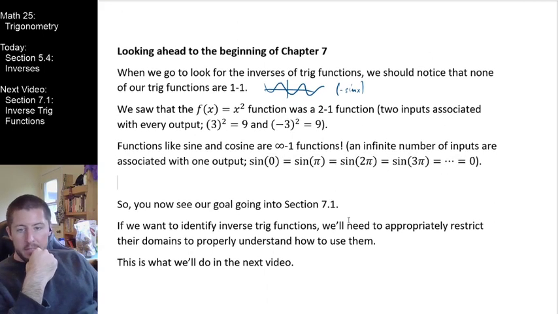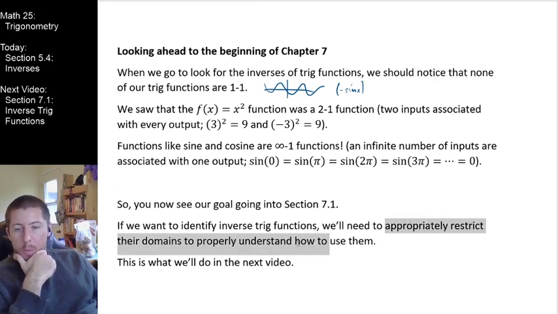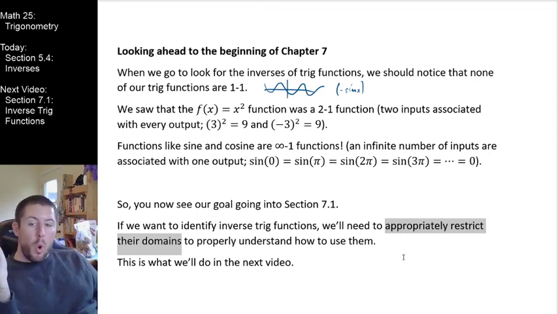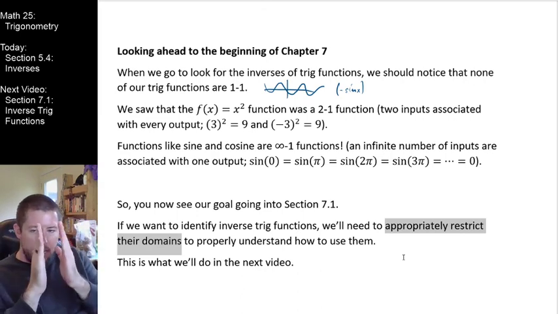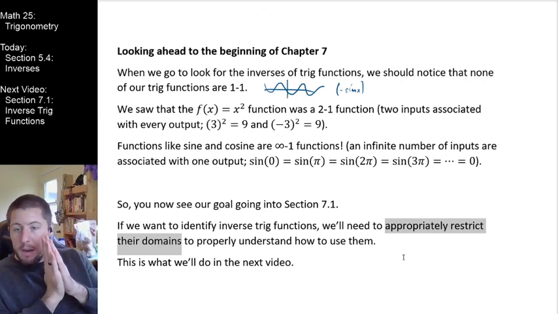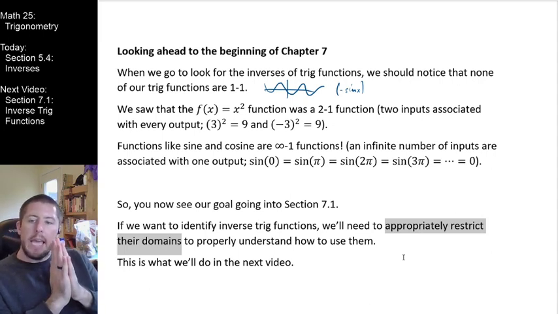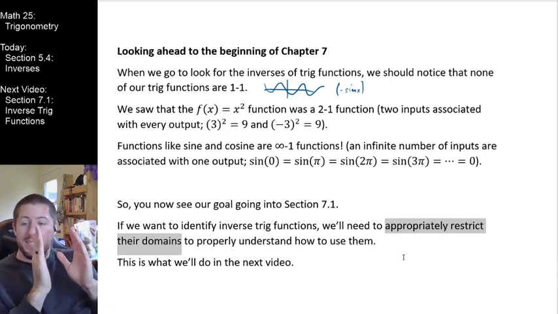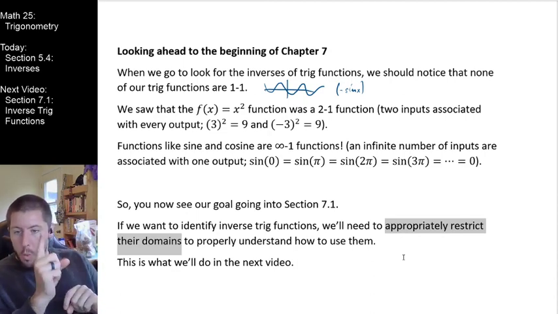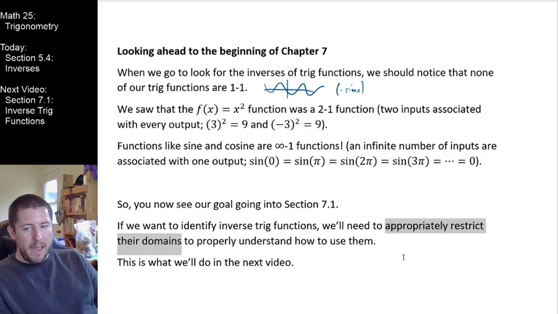So now you see our goal going into section 7.1. If we want to identify an inverse trig function, then we need to figure out how to appropriately restrict the domains so that we can actually use the inverse function. The inverse won't be a function unless we pick a smart, slim domain over which to define the function. So our goal in our next video is to define inverse sine, inverse cosine, inverse tangent, all that stuff. But none of those functions are 1 to 1. So for all of them, we're going to want to ask what's the smartest restricted domain where we still experience every possible output one time, and then define the inverse in association with that restricted domain function.